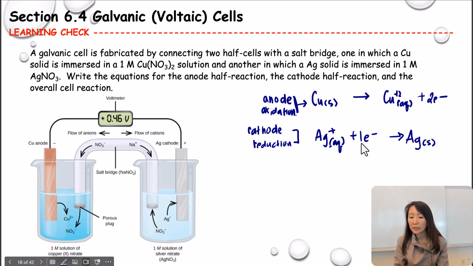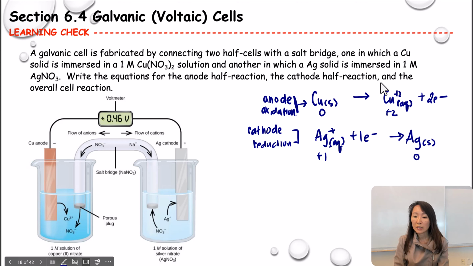Now, how did I know it's 1 electron? If you think about the oxidation numbers, you can tell how many electrons are being pulled out and how many electrons are being pulled in. The oxidation number for copper is 0 and copper 2+ is +2, so you must take out 2 electrons to become +2. For silver, going from silver+ to silver solid, it has an oxidation number of +1, and this one has an oxidation of 0. Therefore, you only need 1 electron to neutralize that +1 to 0.